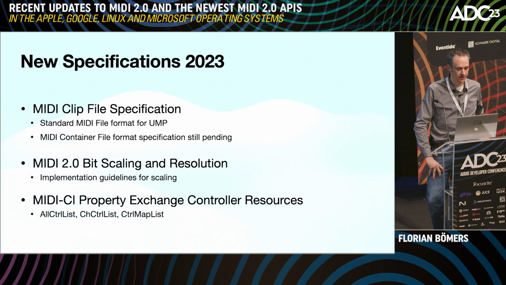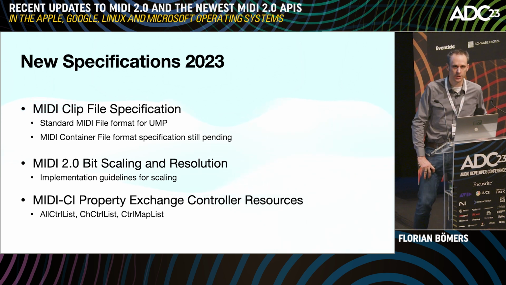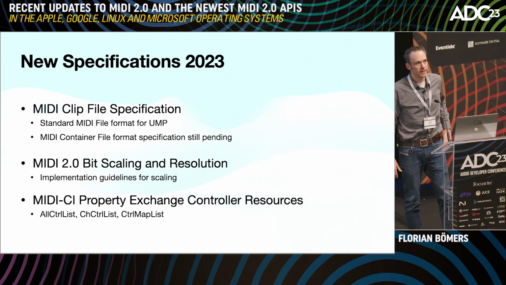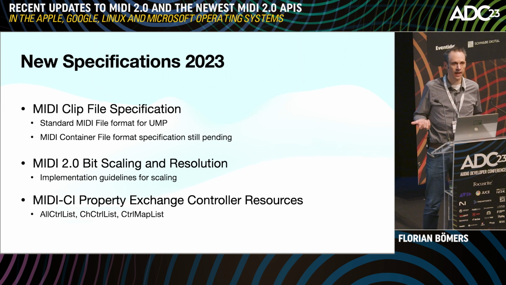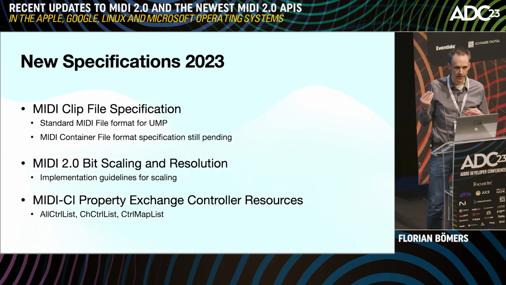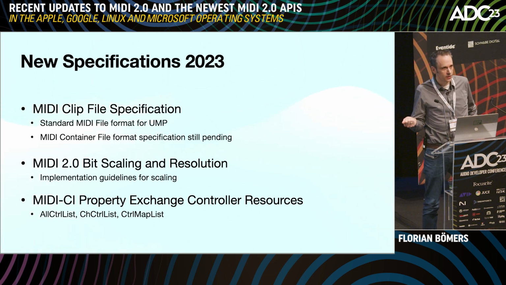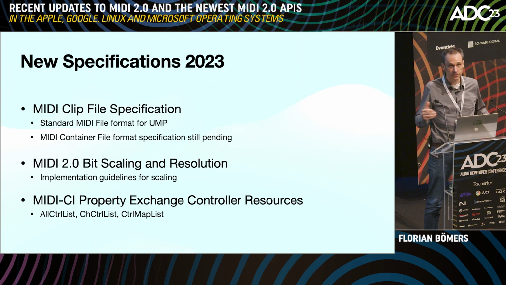We've also released the so-called MIDI 2.0 bit scaling and resolution specification. This is more of a collection of guidelines for how to scale values, because when you're dealing with MIDI 1.0, it's mainly 7-bit, sometimes 14-bit data. In UMP and MIDI 2.0 protocol, you have a lot of 16-bit, 32-bit data, and you need to scale that somehow.